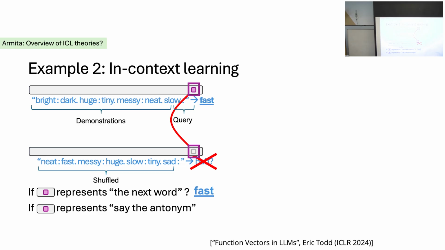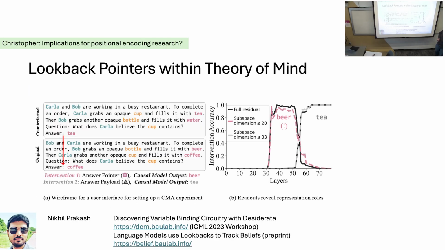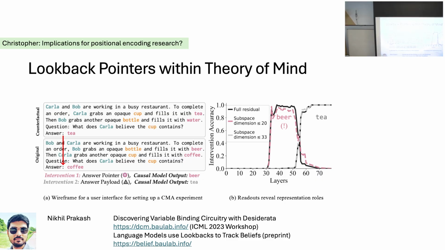All right. Questions. I probably skipped over some questions. Implications for positional encoding research. Chris, I'll answer that question. You're probably online, Chris. Is that right? I'm right here. Oh, you're here.